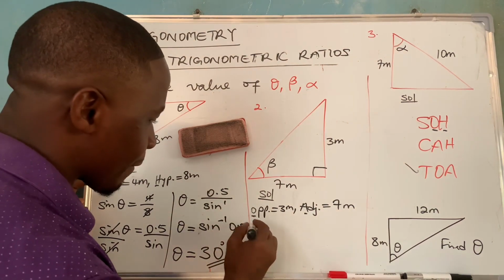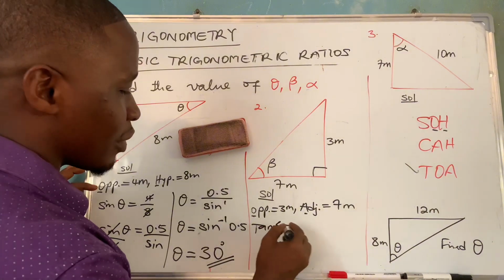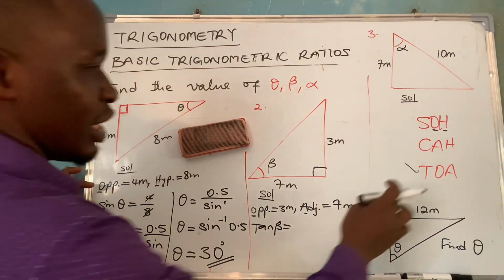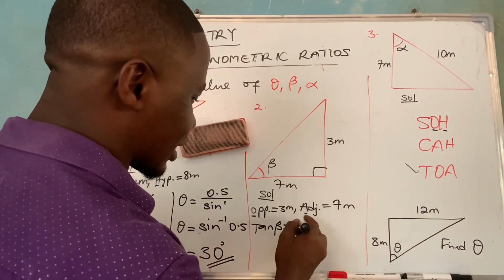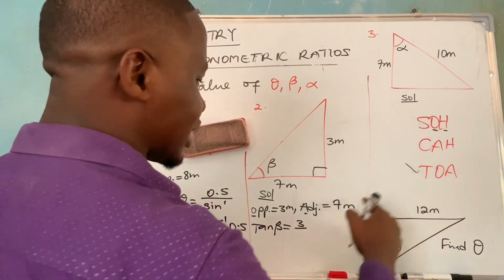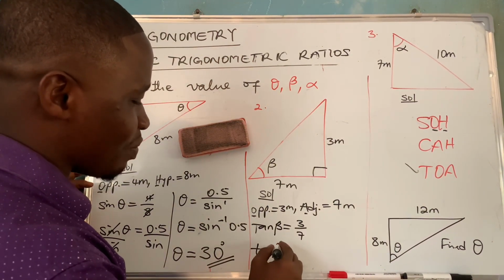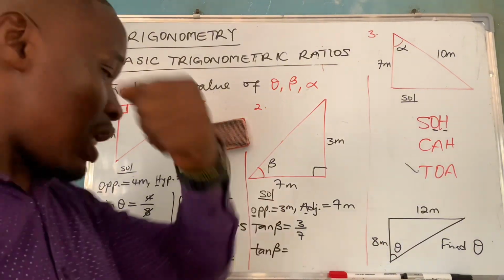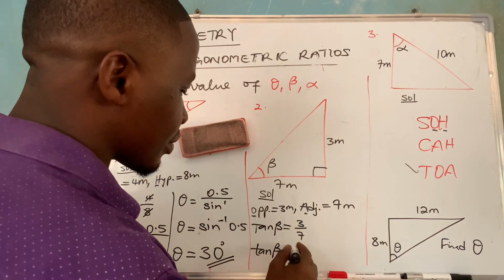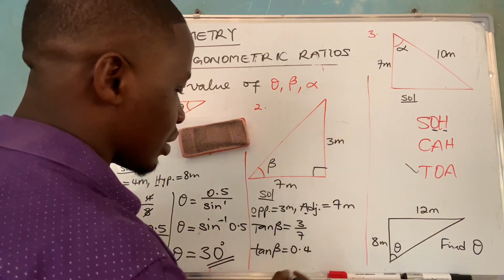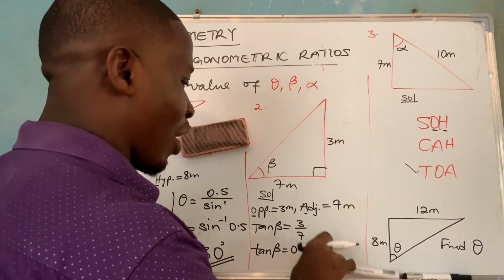So we say tangent of the angle, here beta, is equal to the opposite over the adjacent. The opposite is given as 3 meters, and the adjacent is given as 7 meters. So we say tan beta is equal to 3 divided by 7. What do we get? 0.429.